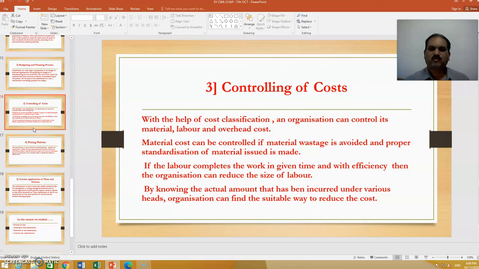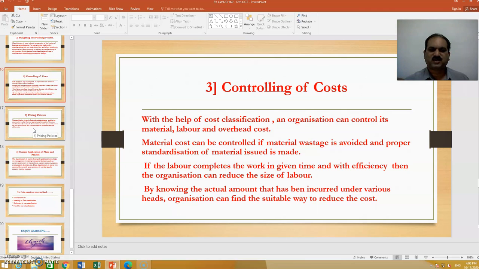Third, controlling of cost. With the help of cost classification, an organization can control its material, labor and overhead cost. Now let's see how material can be controlled. Material can be controlled if material wastage is avoided and proper standardization of material issue is made. Let's see how labor can be controlled. If the labor completes the work in given time and with efficiency, then the organization can reduce the size of labor. Same way for expenses. By knowing the actual amount that has been incurred under various heads, the organization can find a suitable way to reduce the cost.